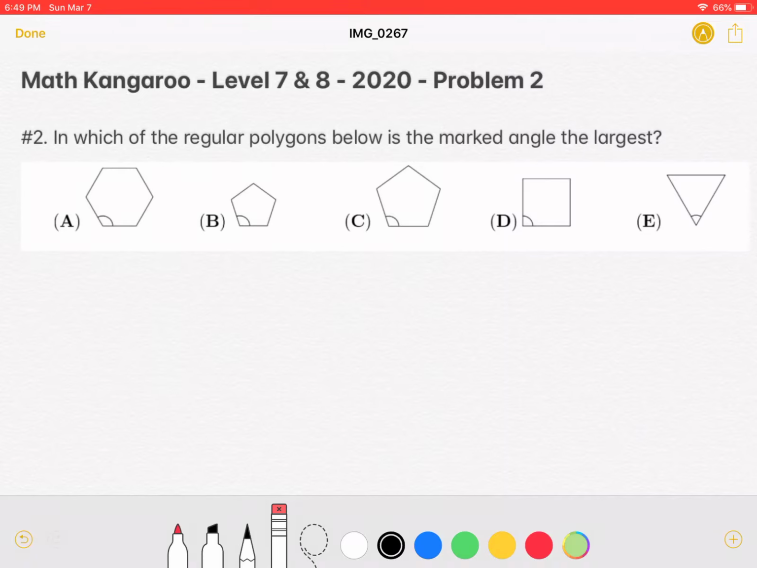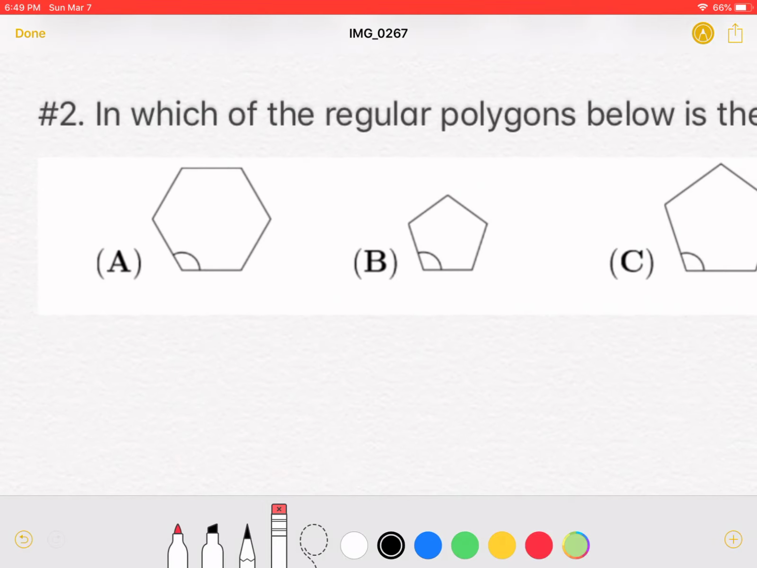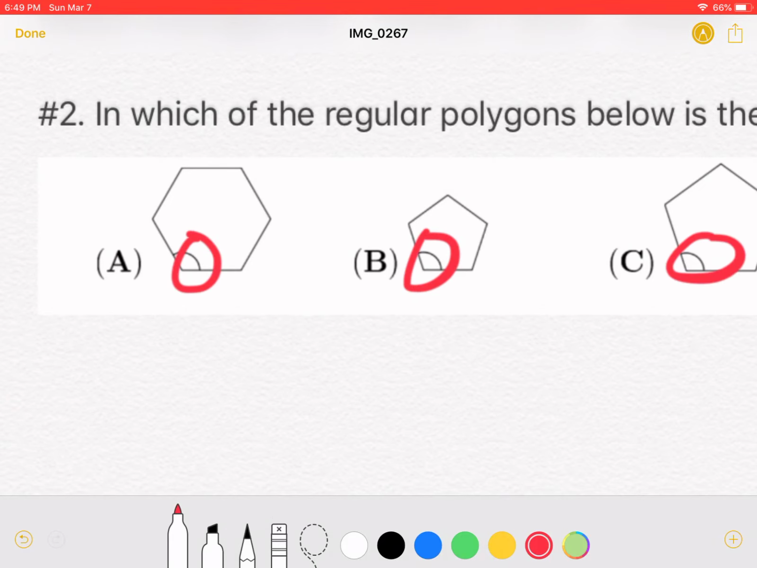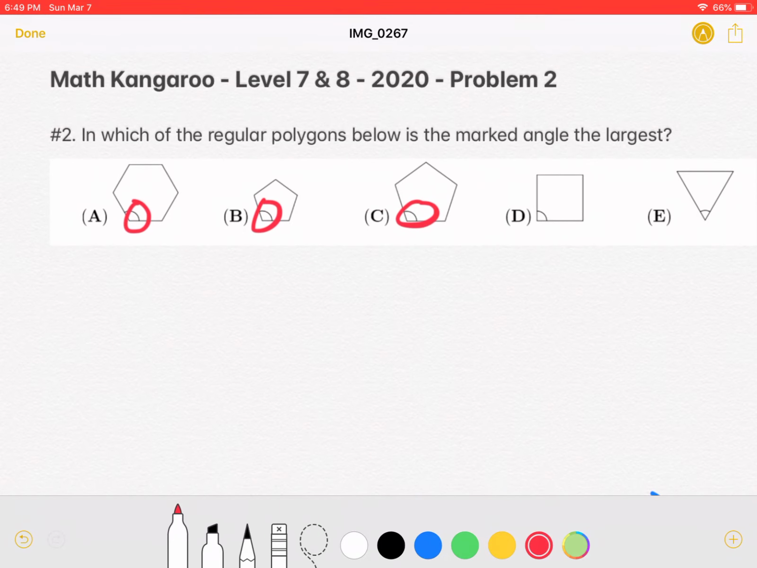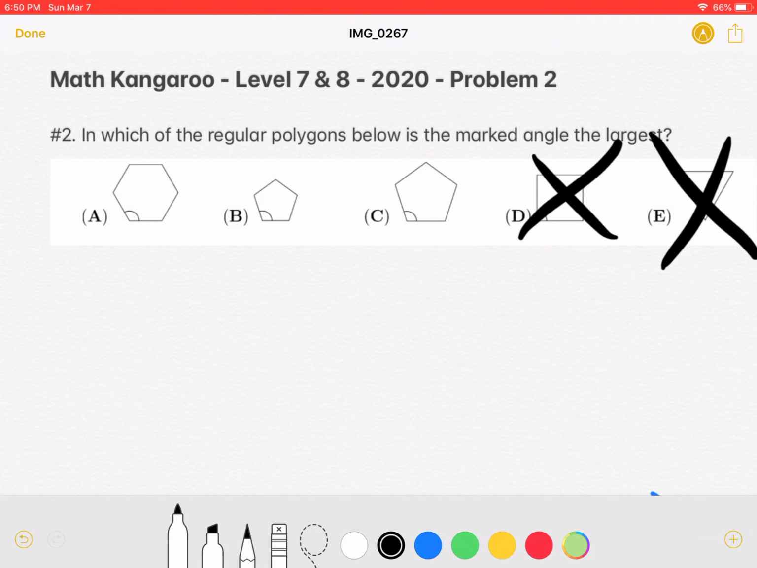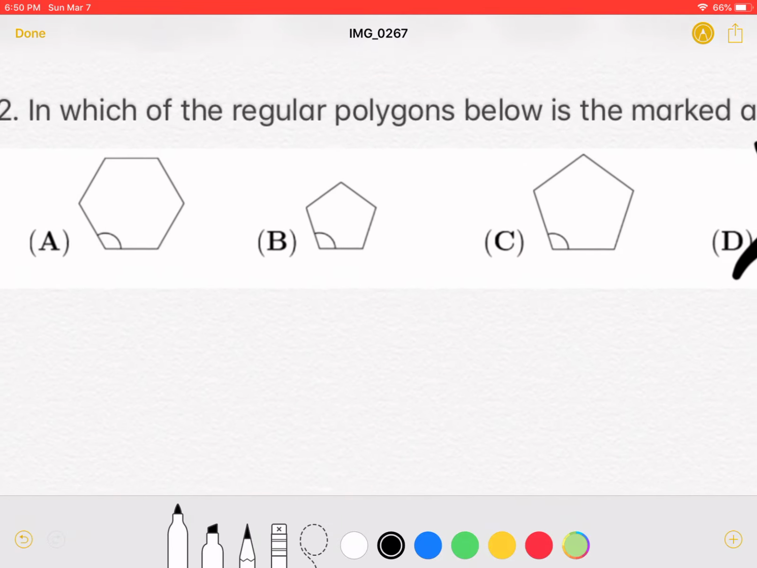So right off the bat, we can eliminate the right angles and acute angles because we already see some obtuse angles here from the pentagons and the hexagons. So just cross those out. So we're left with these three.